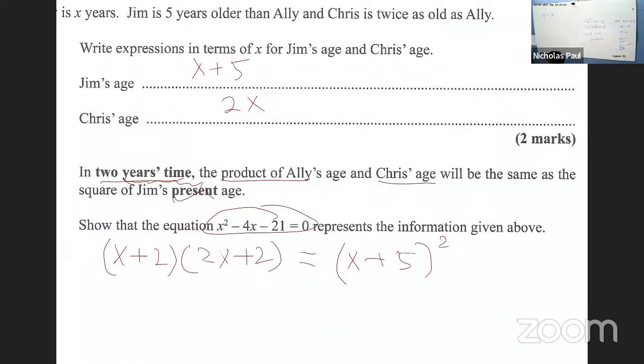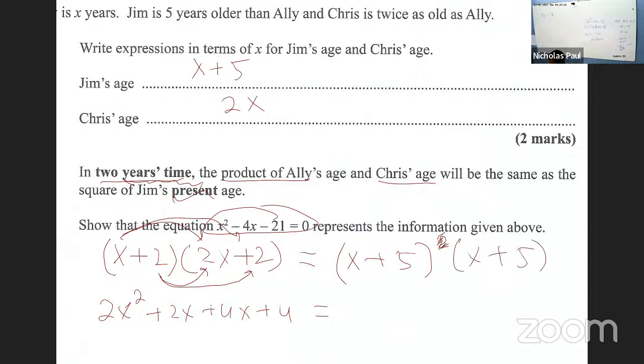Right, so when I multiply it out now, x by 2x is 2x squared, x by 2 is 2x, 2 by 2x is 4x, 2 by 2 is 4. You have to work out the right hand side as well. Remember, squared means x plus 5 by x plus 5. x by x is x squared, x by 5 is 5x, 5 by x is 5x, 5 by 5 is 25.